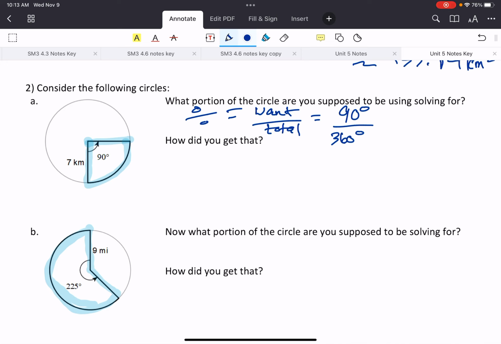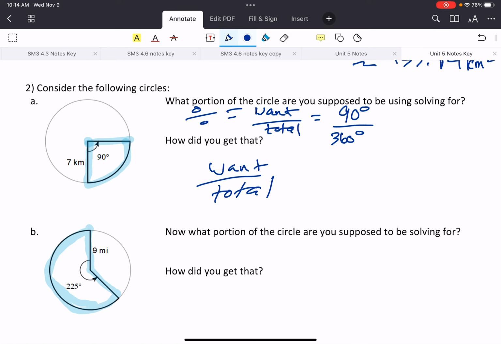Perfect. So this is going to be our fraction, 90 over 360. That is our portion. This is your percent. Keep it as a fraction. You know if you divide, that will give you your percent. Keep it as a fraction because we want it as a fraction later on to give us the most correct answer. How do we get that? Because it's what we want divided by the total.